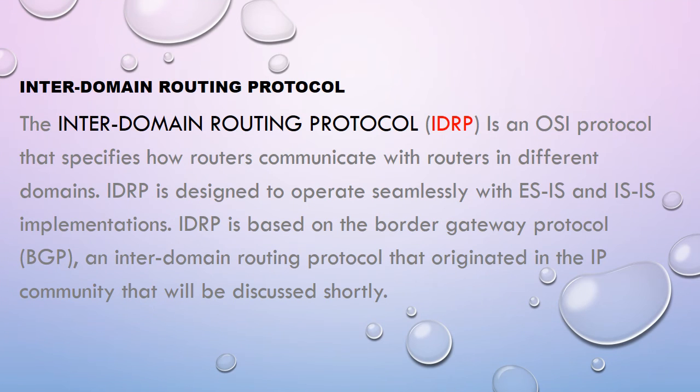Interdomain Routing Protocol. The Interdomain Routing Protocol is an OSI protocol that specifies how routers communicate with routers in different domains. Interdomain Routing Protocol is designed to operate seamlessly with end system to intermediate system and intermediate system to intermediate system implementations. Interdomain Routing Protocol is based on the Border Gateway Protocol, or BGP, an interdomain routing protocol that originated in the IP community that will be discussed shortly.